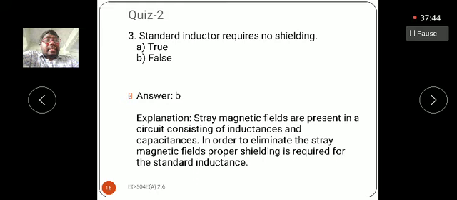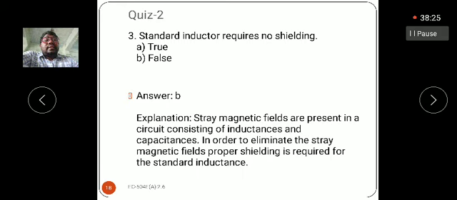The standard inductance requires no shielding, true or false? That is false, because the standard inductor requires shielding, but here they are giving no shielding. That's why our answer is false. Explanation: stray magnetic fields are present in a circuit consisting of inductances and capacitances. In order to eliminate the stray magnetic fields, proper shielding is required for the standard inductance.